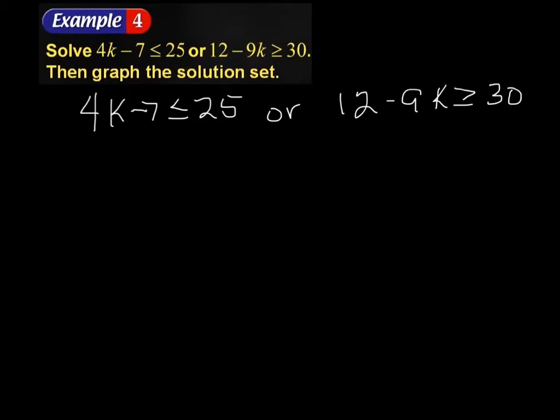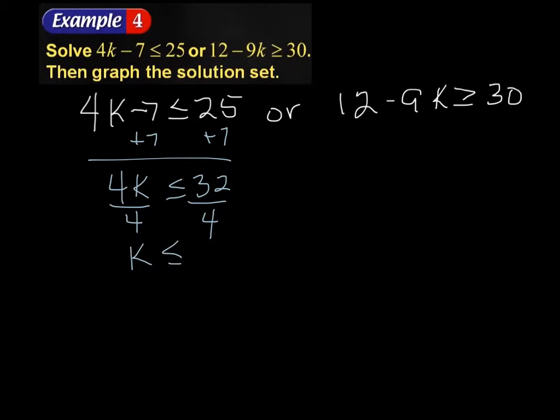When we solve inequalities with an or in between, using a union, we're just going to solve each one by themselves. So to undo minus 7, I'm going to add 7 to both sides of the inequality. So 4k is less than or equal to 32. And undo times 4, divide by 4. So k is less than or equal to 8.